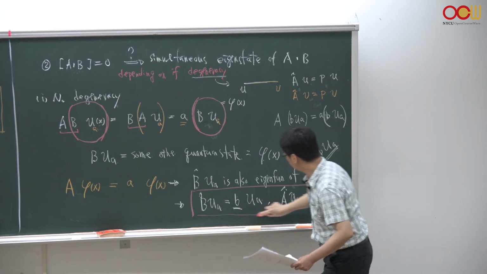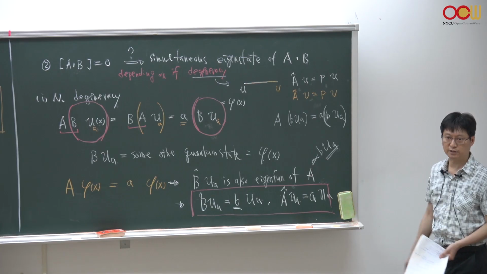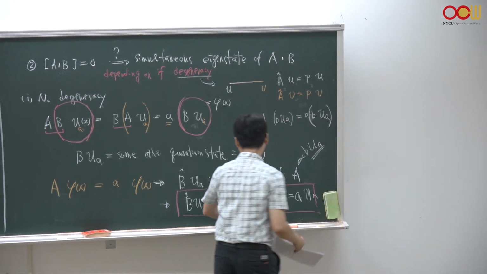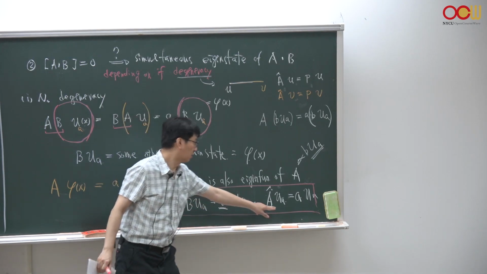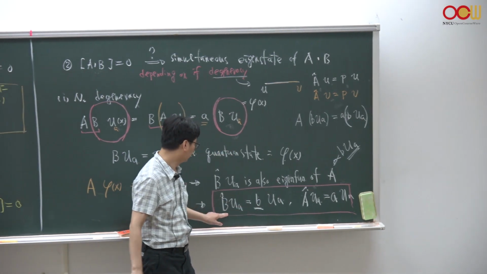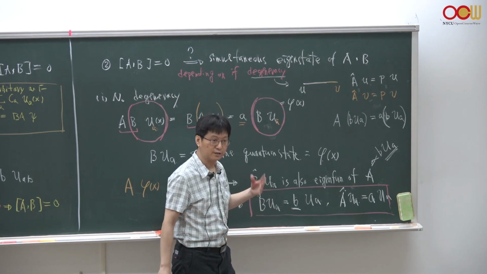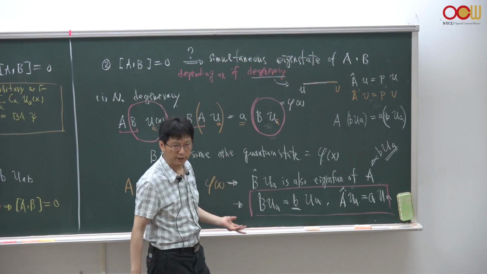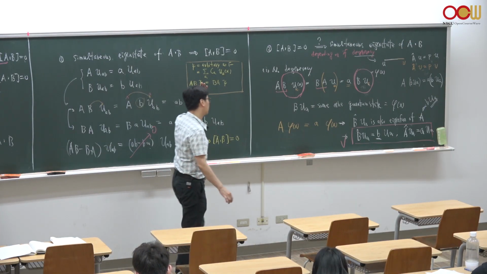So you combine these two statements. This is precisely what I meant by simultaneous eigenstate, because this UA is an eigenfunction of the A operator, and it is also the eigenfunction of the B operator with eigenvalue little b. UA is a simultaneous eigenstate of the A and B operators. Please pay attention to all these eigenvalue equations.